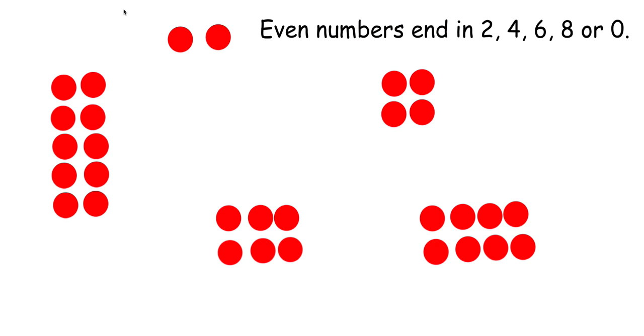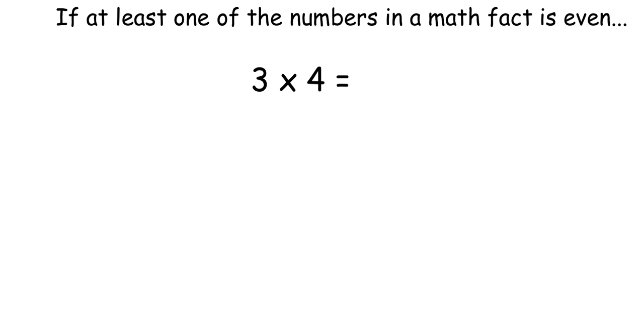Just a quick reminder as to what an even number is. An even number, of course, ends in 2, 4, 6, 8, or 0, and you can see these are some of those dots that show that relationship with having a buddy. You know that all these are even numbers because they have a buddy right next to them. It's just a kind of an easy, simple way to remember that.